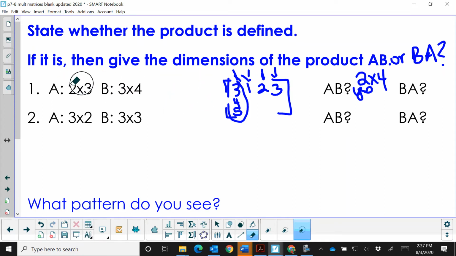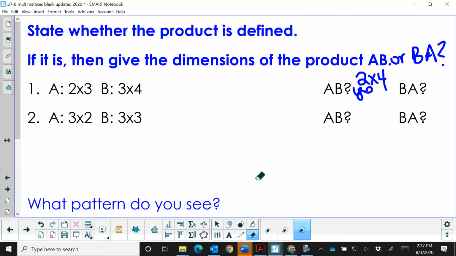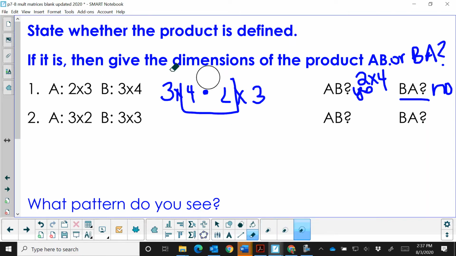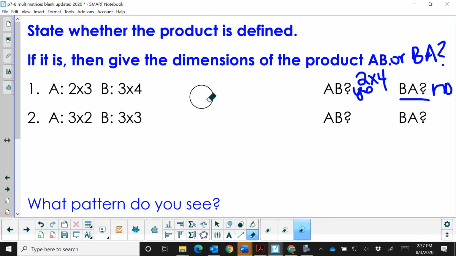Okay, now let's reverse it. Let's look at can I multiply B times A. So that means I would multiply a 3 by 4 times a 2 by 3. Well, let's look. Do the inner dimensions match? The answer is no. I can't even multiply those together. So that one's just simply no. And so if you come across some of those, which you will, you say cannot be multiplied together, does not exist, DNE.